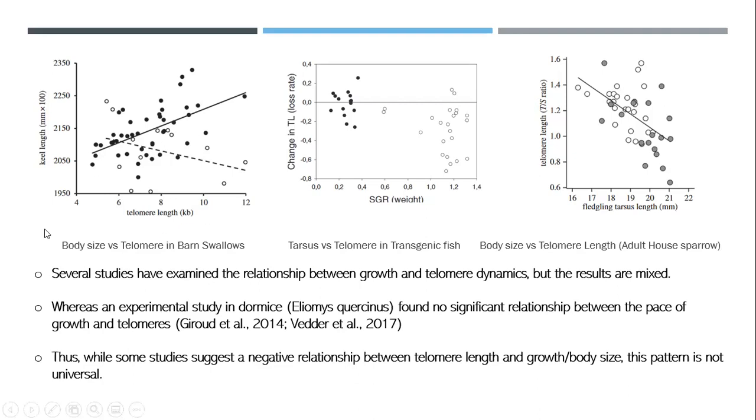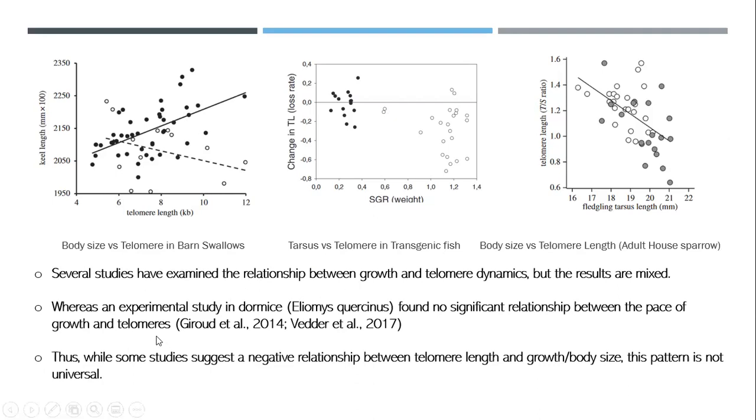For example, if you look at the far left one, this was done in barn swallows, and they've shown that body size and telomeres are positively related, which is totally opposite of what I would expect. Similarly, in this transgenic fish, they've shown that growth or weight and telomere loss is negatively related, and the rate is higher during the early growth period. And this study was done in House Sparrows, where they selected for a larger body size, and in doing so, they ended up shortening the telomeres. So several studies have looked at this relationship, but results are usually mixed.